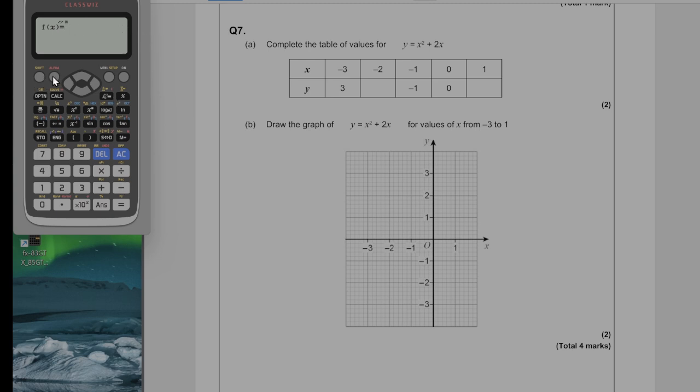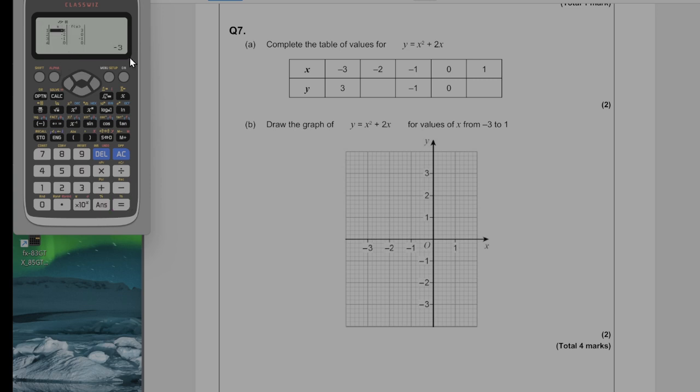I only want to type in one, so I type that in as alpha x squared plus 2, and I've mistyped there, sorry. So alpha x squared plus 2 lots of x. I don't want my second function, though I've got an option of putting it in. I want my values to start at -3, go up to 1, and go in steps of 1 because these numbers are going up by 1s.